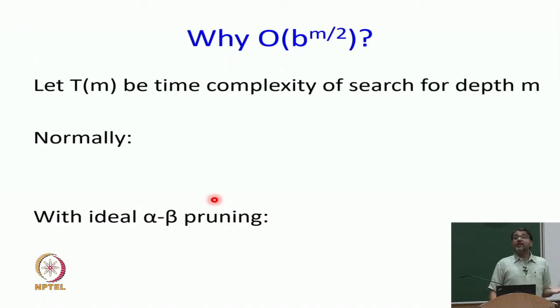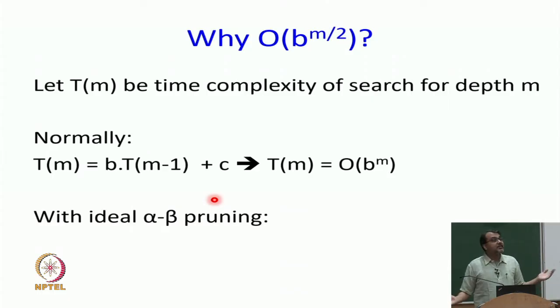T of m is equal to b times T of m minus 1 plus some constant. What is the constant doing? It is just doing a max or min, that sort of constant, or c, maybe plus b or whatever, you get the point. This T of m would be order b to the power m, big O of b to the power m.